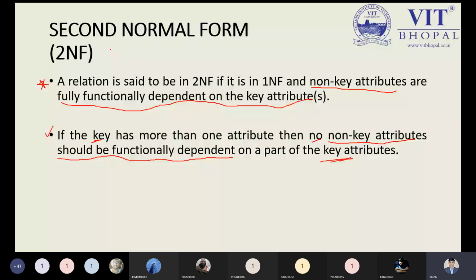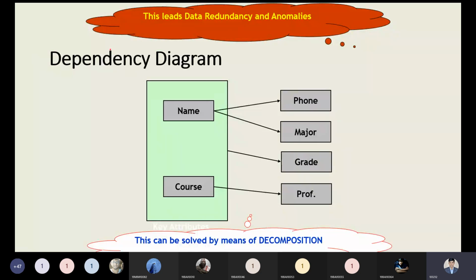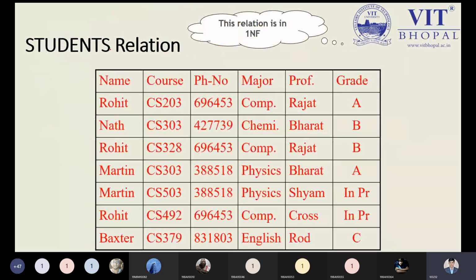So this leads to data redundancy and anomalies. Of course we need to take care of this point. Now this can be solved by means of decomposition. Here, let me go back to explain the part. Name, course, phone number, major, professor, grade, these are the attributes. This is a part of our relation.